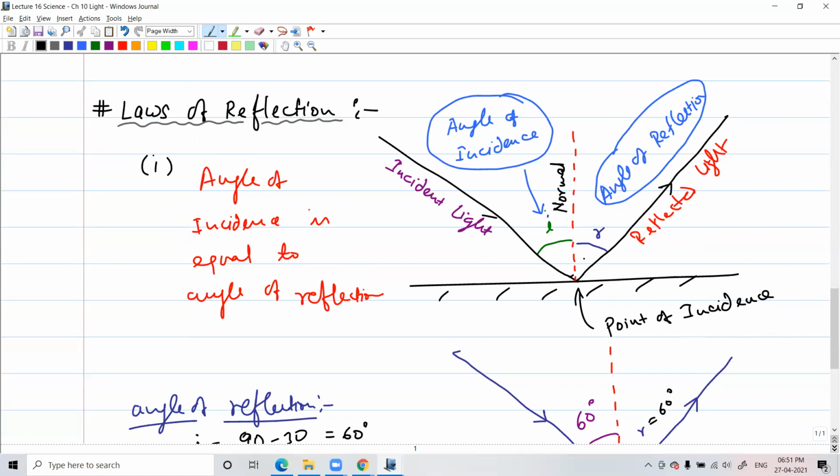This normal 90-degree line you can draw anywhere, but where do you have to draw it? You have to draw it at the point of incidence. And then you have to check what is the angle made by this normal with the incident ray. That becomes our angle of incidence, and that will always be equal to the angle of reflection.